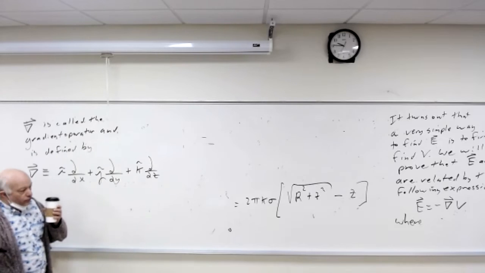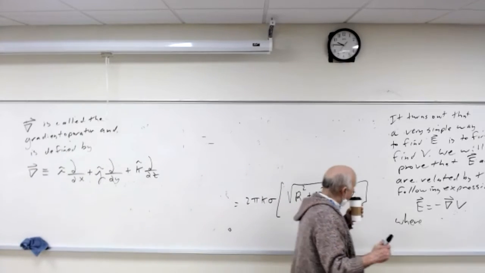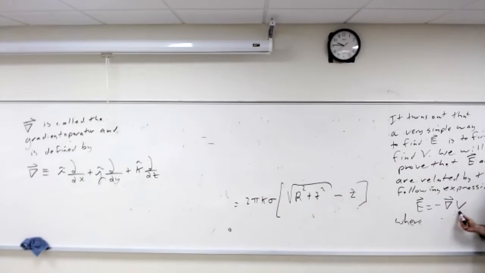Now, the reason why this is easy is, why is it easy to find V? It's a scalar. Because it's a scalar, you can find V a whole lot easier. Then you do this little exercise to it, taking the negative gradient, and Shazam, you get yourself an electric field.